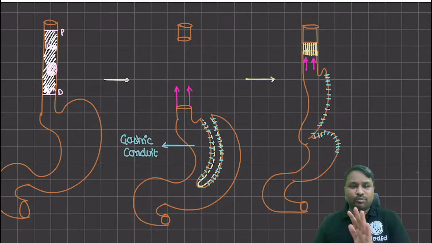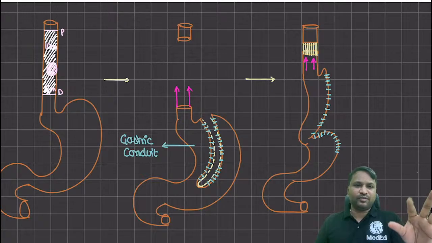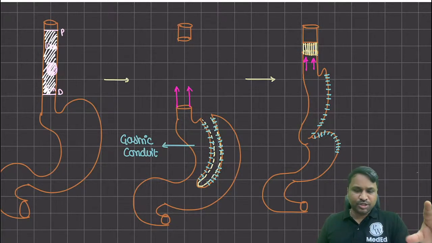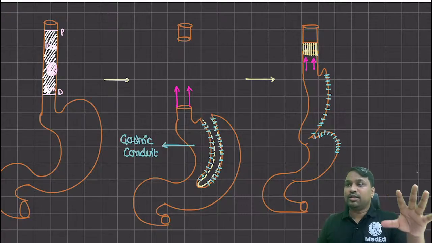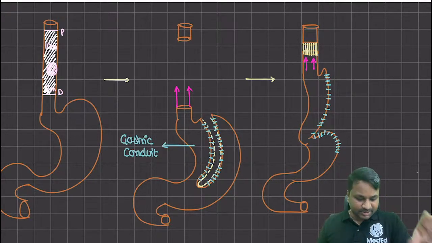There is no if, there is no but in this. If you understand this, that is more than enough. See, in children, you can use jejunum or a left-sided colon as a transposition surgery, but gastric conduits are usually preferred. Is that clear?